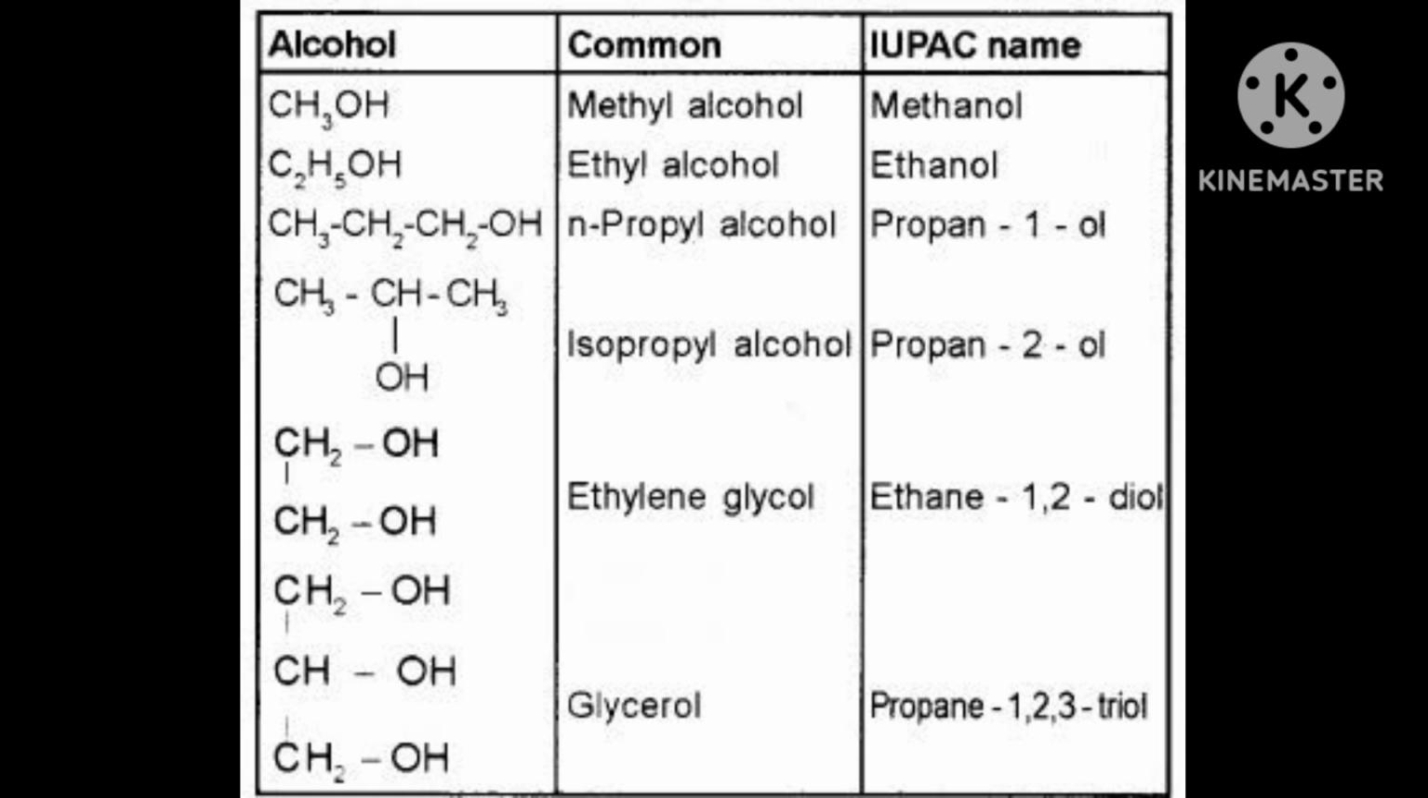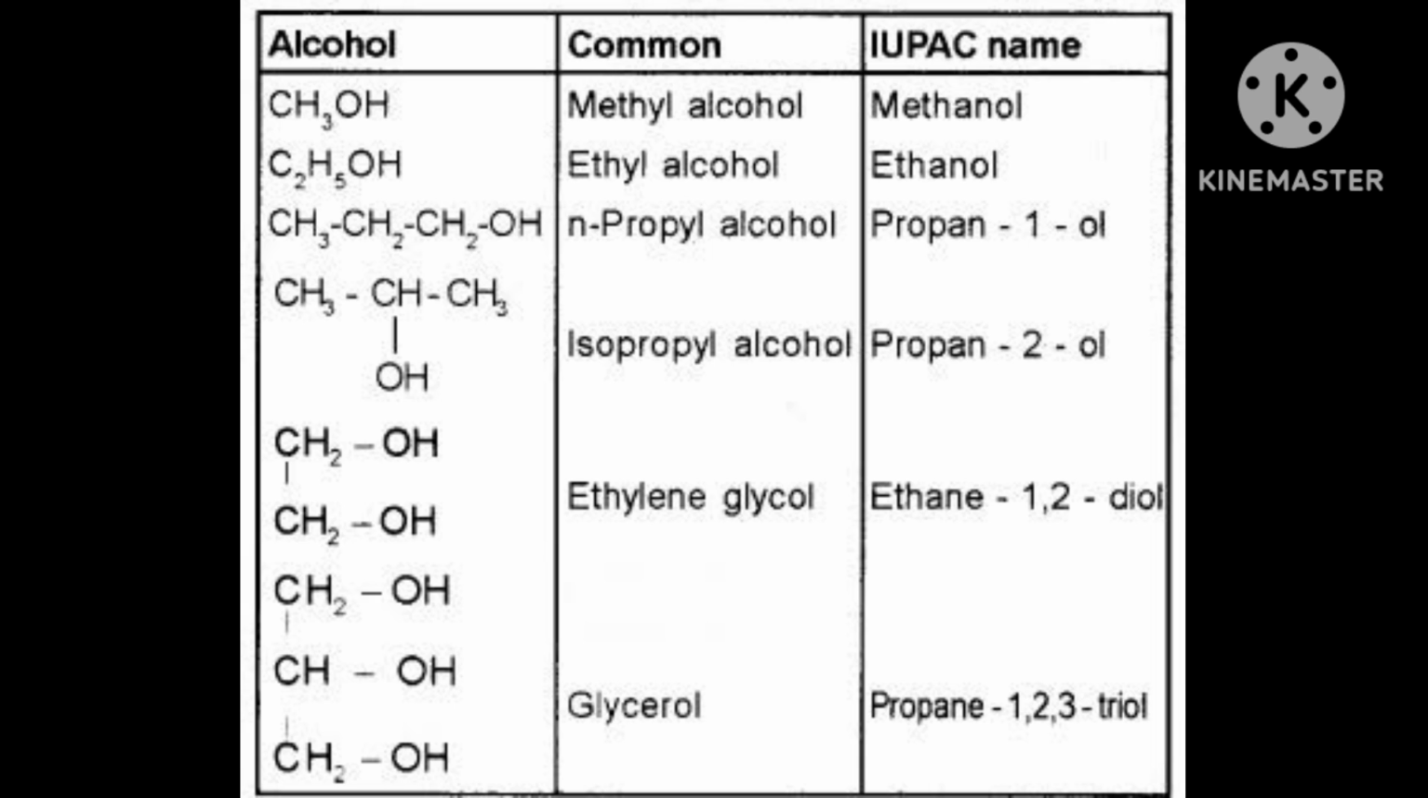Now next I am telling you, now 4 carbons are there, and in the end carbon OH is attached. Then it will automatically be butyl, but it is a straight chain. You can write N-butyl alcohol. This is the common name. Then what will be the IUPAC name? Again it is butane, then remove the E and add OL. It will be butan-1-ol.